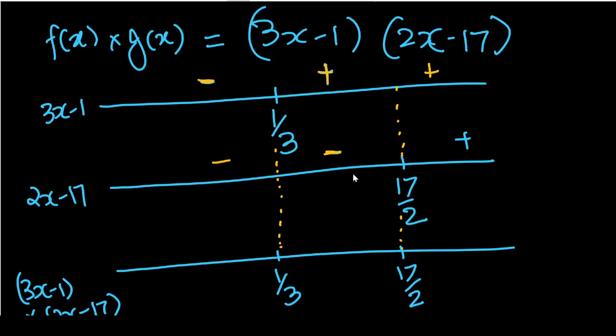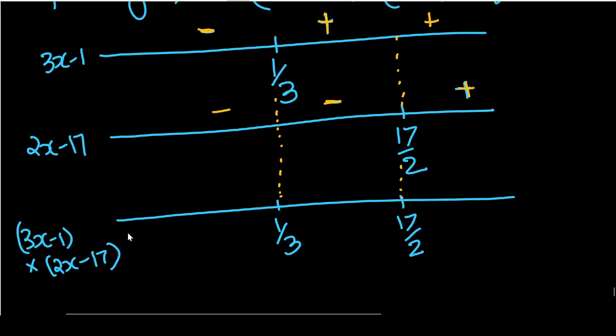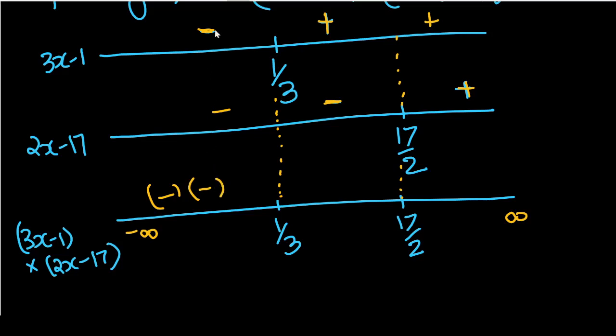Now we got 3 intervals on the number line. One of the intervals is minus infinity to 1 by 3, another is 1 by 3 to 17 by 2, and the last one is 17 by 2 to infinity. Since I multiplied these two, the signs will also get multiplied, minus into minus. This minus sign, this minus sign, I wrote here into here.